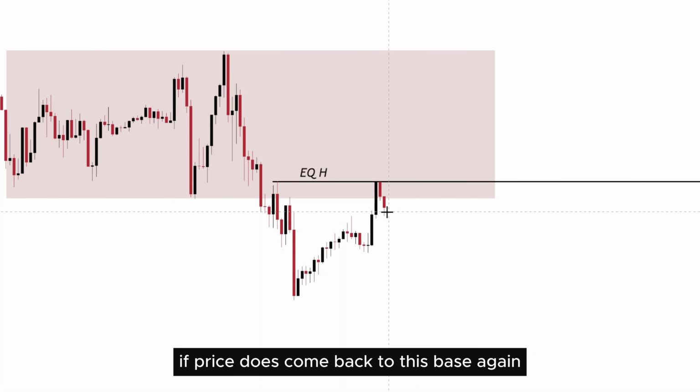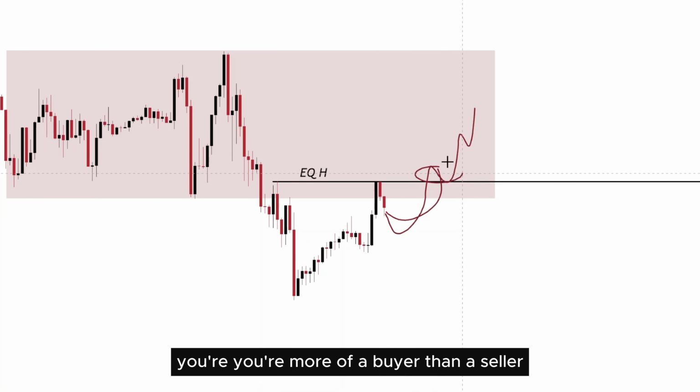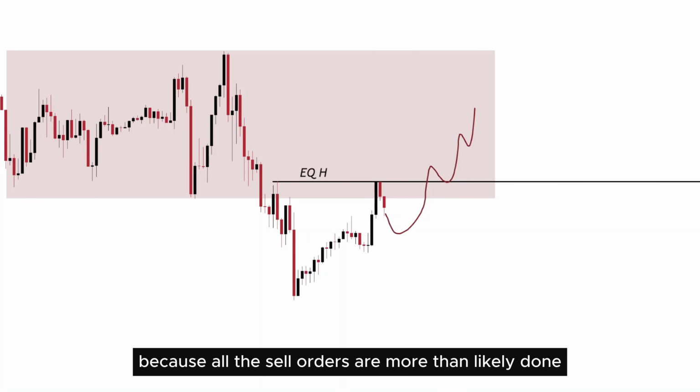If price does come back to this base again, it will more than likely continue up. And once you get in this area, you're more of a buyer than a seller. Why are you no longer a seller? Because all the sell orders are more than likely done.